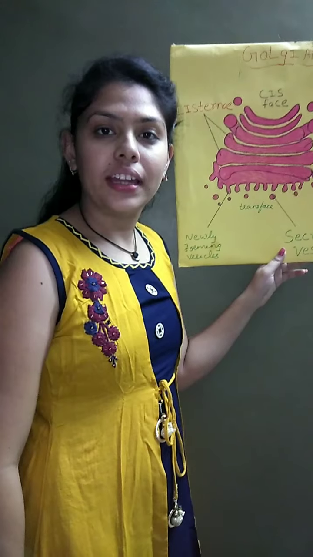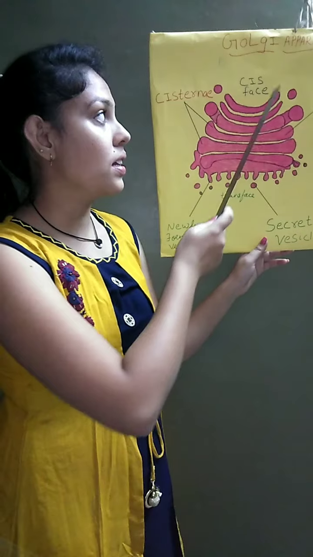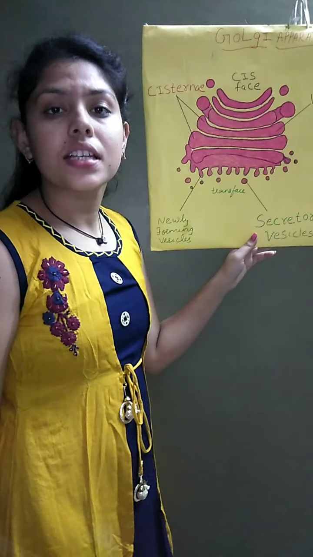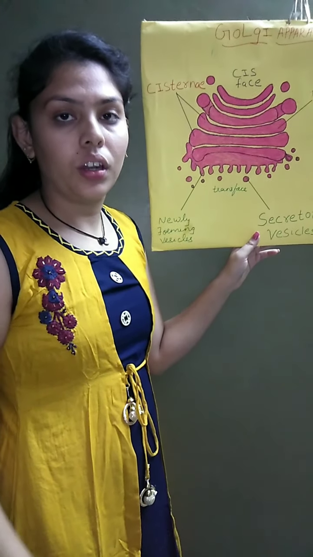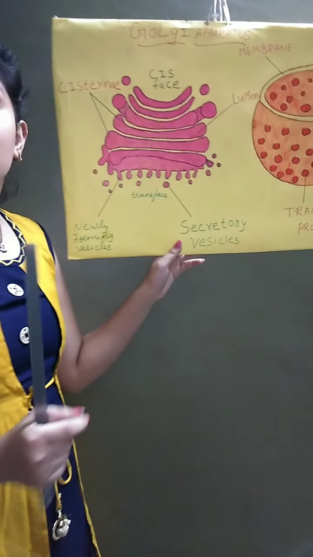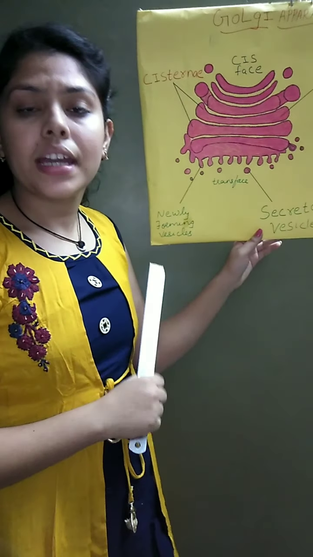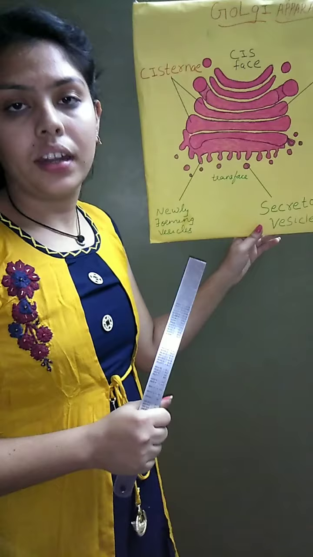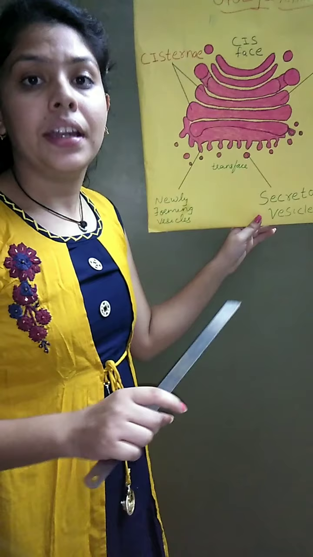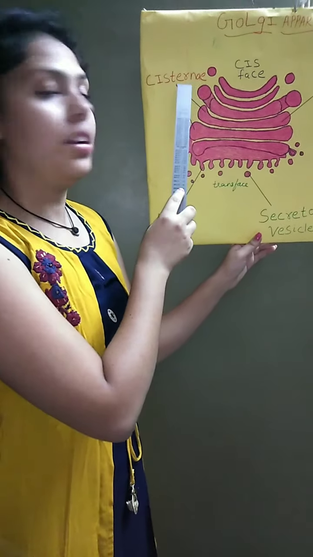Now our next cell organelle is the Golgi apparatus. Here is the structure of the Golgi apparatus. Here you can see the cis face and the trans face. The Golgi apparatus is located next to the endoplasmic reticulum and near the nucleus, and it is found in both plant and animal cells. The Golgi body is a membrane-bound organelle found in eukaryotic cells, and it is made up of flattened sac-like structures called cisternae.